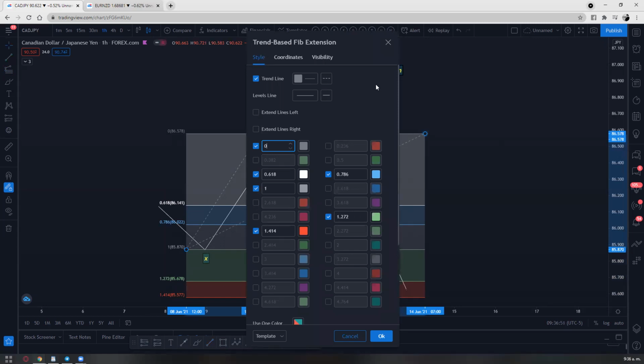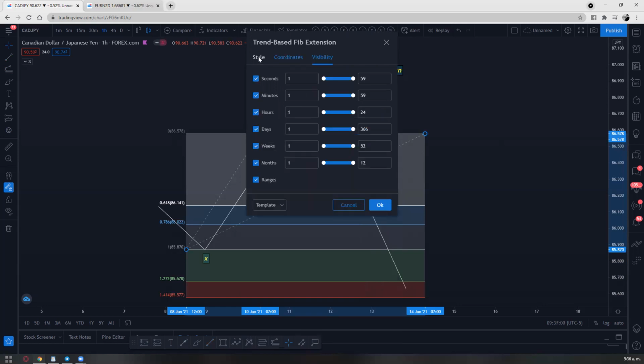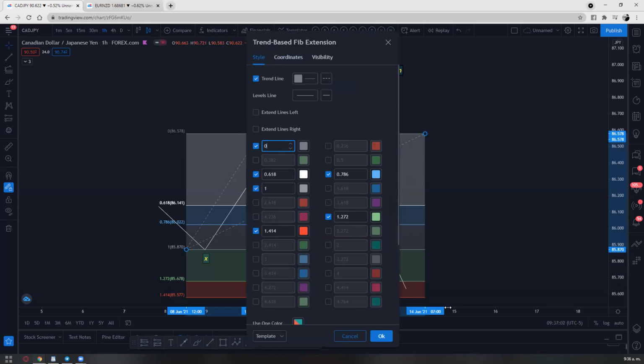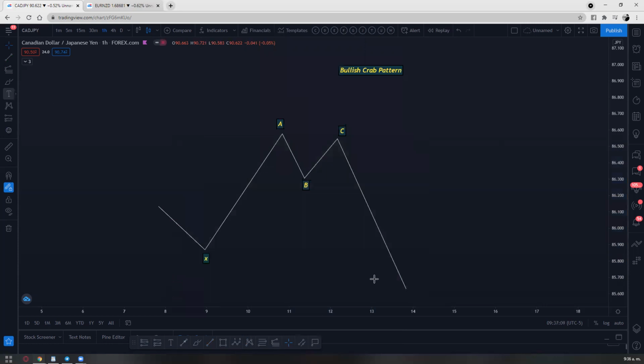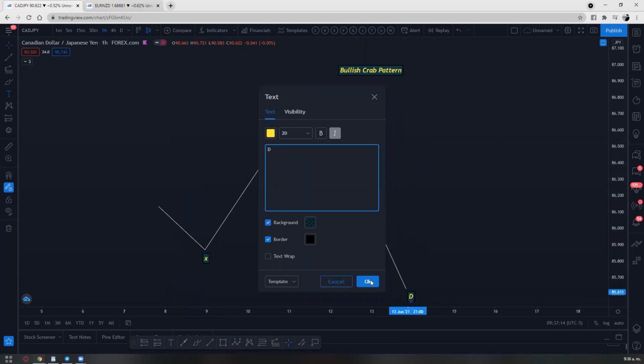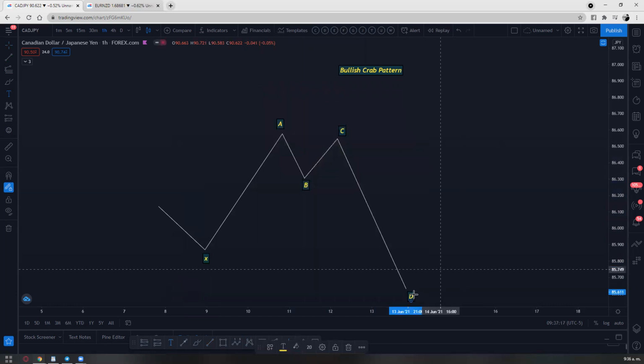Look, so you can pause the video right there. You can copy the settings, right? The colors if you want as well. Everything else stays the same. I'm not changing anything there. Just right here. All right, perfect. So that's pretty much it. That's our crab pattern right there. And that would be our point D. Okay, that's our point D.